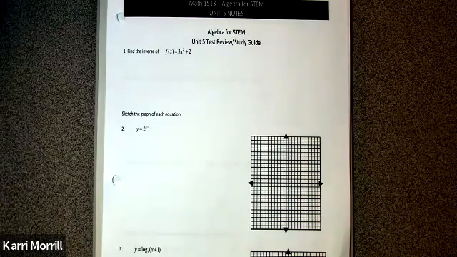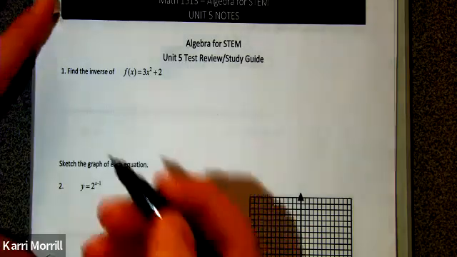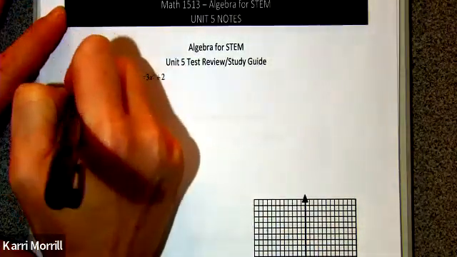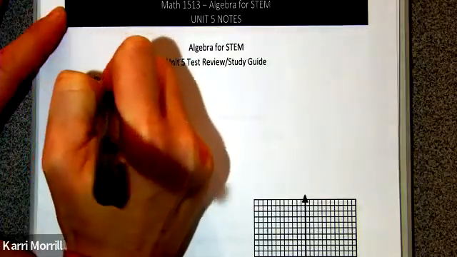Okay, so our unit 5 test review. It says find the inverse of 3x squared plus 2. So remember, when you're finding the inverse of something, it's been a little while since we've done that. The first thing you do is you say y equals that, 3x squared plus 2.